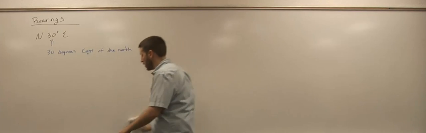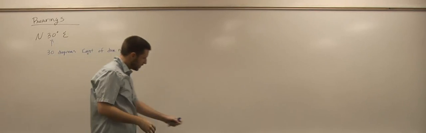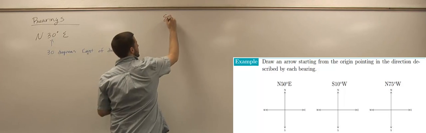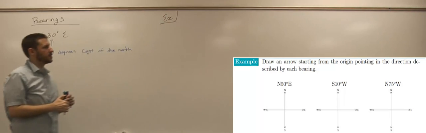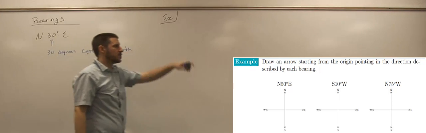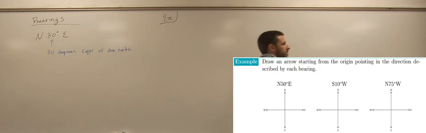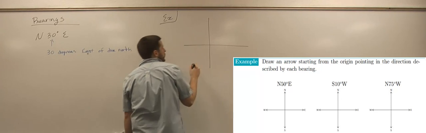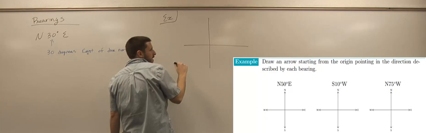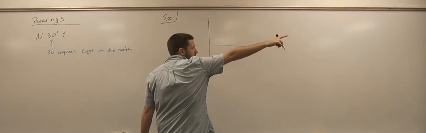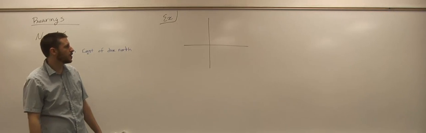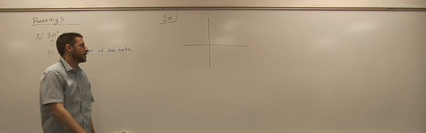So let me draw a couple of bearings, a couple of angles that you can get from these bearings to make sure we have this down before we do a more complicated example. Draw an arrow starting from the origin, pointing in the direction described by each bearing. So if I wanted you to draw me an arrow indicating 50 degrees east of north, so N 50 degrees E, how would you draw that, you think?